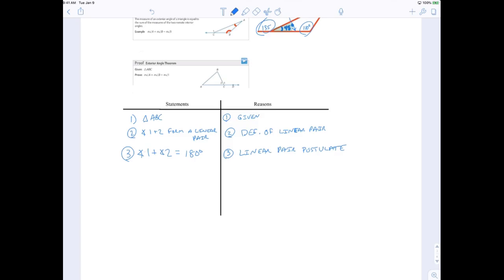All right, so if they form a linear pair, it's not necessary to say they're supplementary. That's part of the linear pair postulate. And some books just differ in that minor respect.